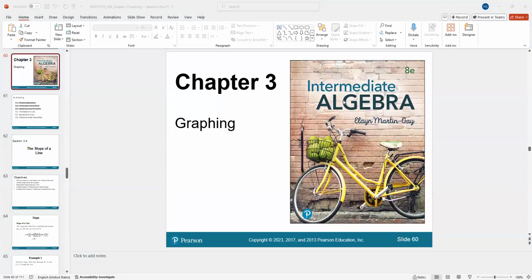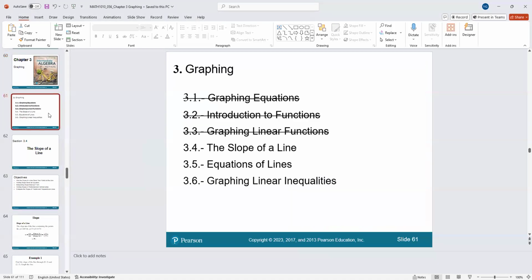In this video, we're going to continue with chapter 3, graphing. We're still doing intermediate algebra, and the book we're using is Intermediate Algebra, 8th edition, by Elayn Martin-Gay. In the previous videos, we went over the first three sections. We introduced the graph of inequalities, introduced you to functions, and graphs of linear equations. Remember, a linear equation is a straight line.